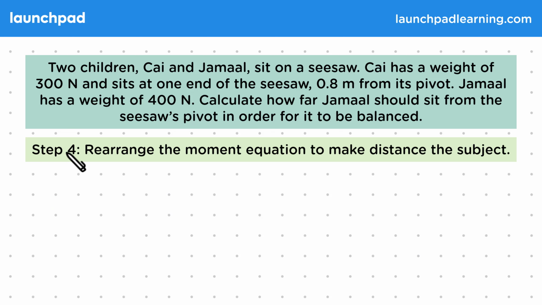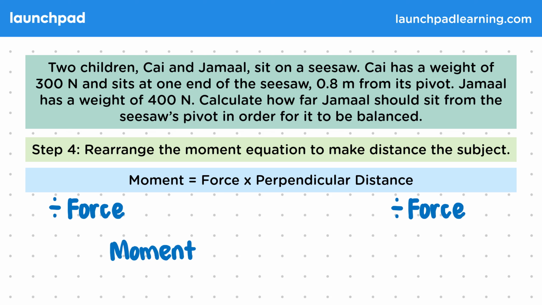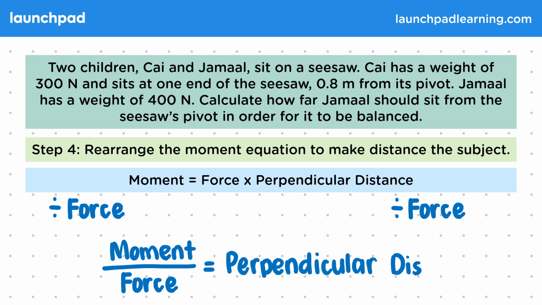For step 4, let's rearrange the moment equation to make distance the subject. So we can do that by dividing both sides of the equation by force. The equation then becomes moment divided by force is equal to the perpendicular distance.